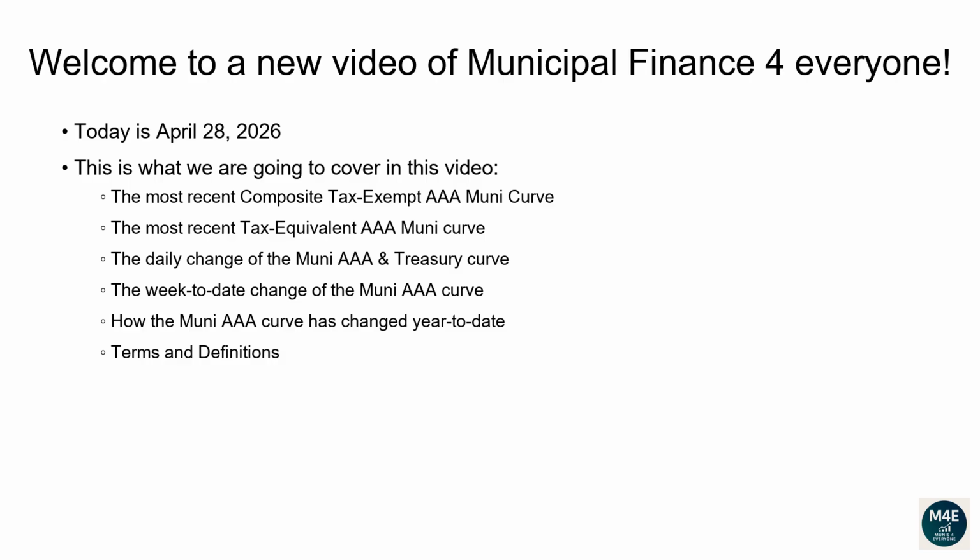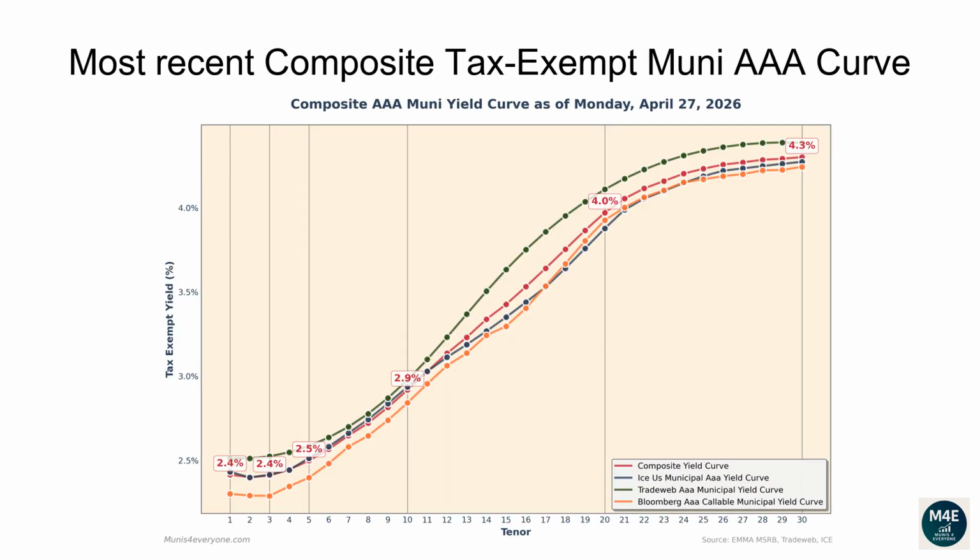Terms and definitions. Let's go over the most recent composite tax-exempt Muni AAA curve. The following composite tax-exempt yield curve is based off the most recent ICE, TradeWeb, Bloomberg yield curves that are available on the MSRB website, plus some proprietary extra adjustments, as of April 27, 2026.